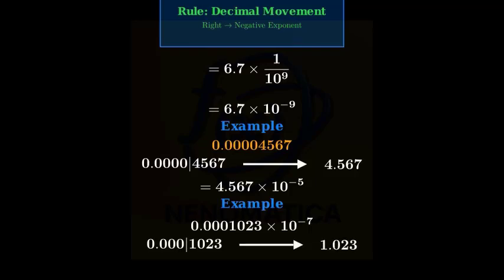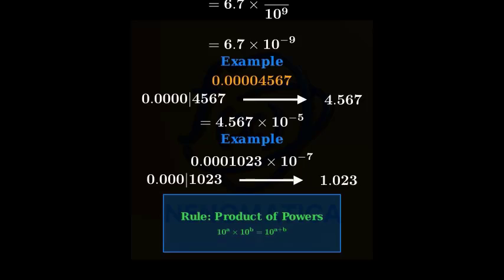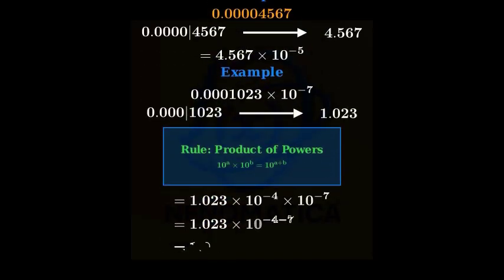To convert the first part, we move the decimal point 4 places to the right to get 1.023. Now, we have 1.023 times 10 to the power of -4 from the first part. We need to combine this with the original 10 to the power of -7 by adding the exponents. So, we calculate 1.023 times 10 to the power of negative 4 times 10 to the power of negative 7, which gives us 1.023 times 10 to the power of negative 11.